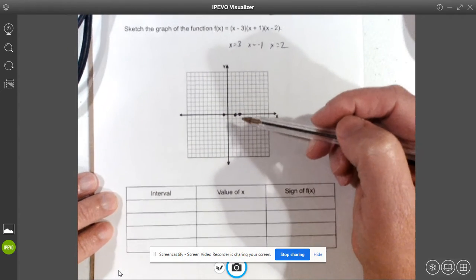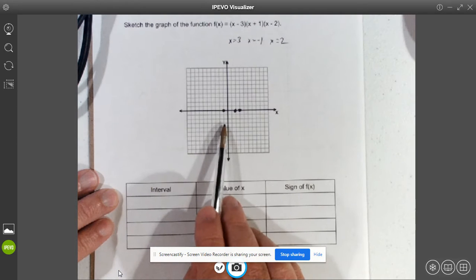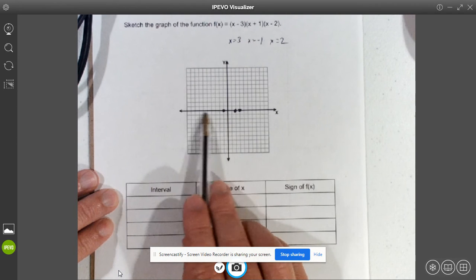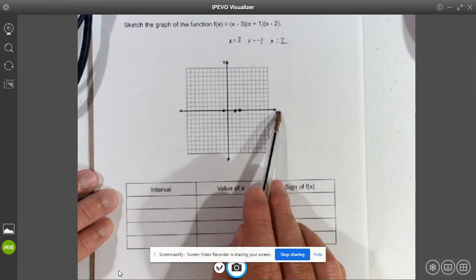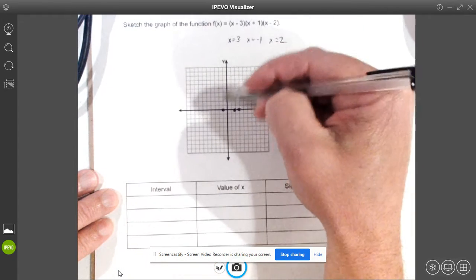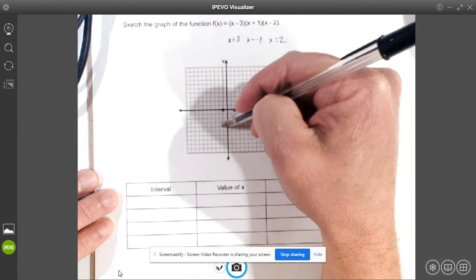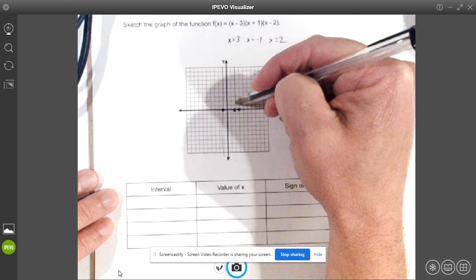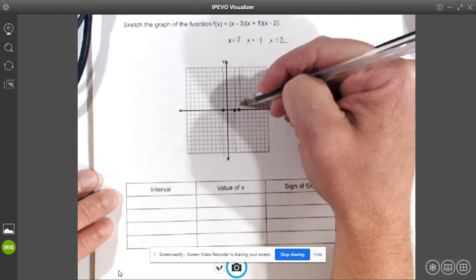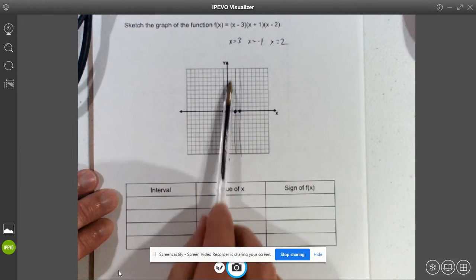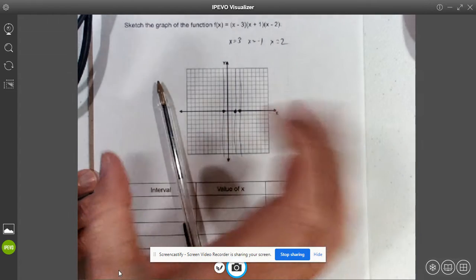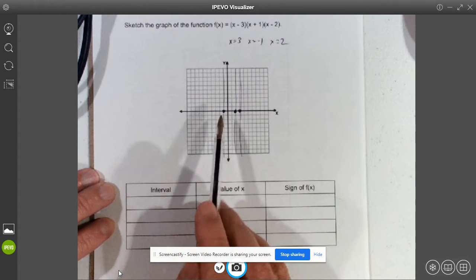All right. So what we're going to look at here is, these 3 points kind of split our graph into 4 different intervals. And I'm going to draw these lines just nice and light. They're not part of my graph. They just kind of help me to explain what I'm talking about here. Okay. So I can see that I've got 4 different intervals, or 4 different regions of this.